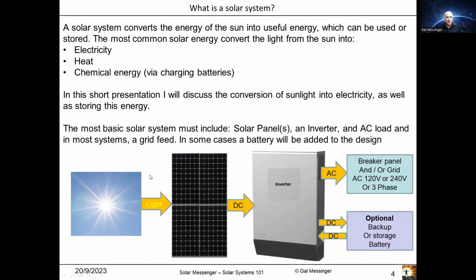The idea is that most systems are quite simple to understand, especially a typical home grid tie system. The light hits the solar panels, and then it's converted by the inverter to AC, which is alternating current that we can use. You cannot take the solar panels and connect them to your outlet. It won't work. So this is called an inverter.